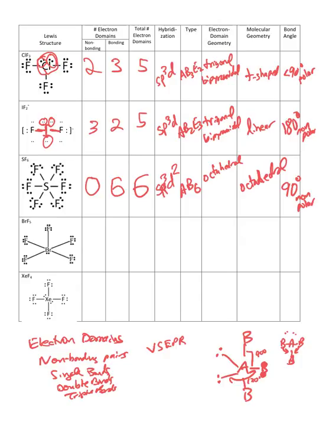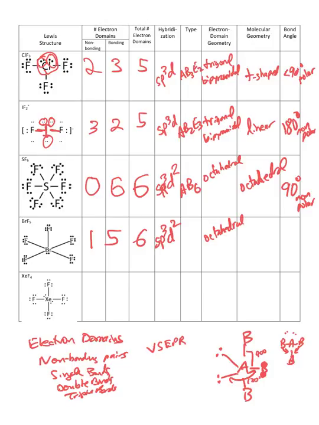Bromine pentafluoride, BrF5. We've got 1 non-bonding pair on the bromine. It's made 5 bonds. So once again, our total number of electron domains is 6. I said 5 bonds, but remember that single bonds or double bonds or even triple bonds all count as a single electron domain. So there are 5 bonding domains. If the total number of electron domains is 6, it's sp3d2. That means it's got an octahedral electron domain geometry.